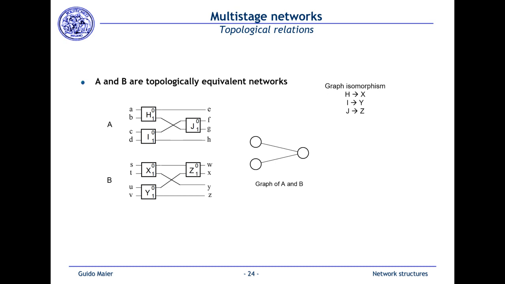This is another example, it's quite simple. These are two networks, and again they are topologically equivalent because the underlying graph of the two networks is the same. And also you have a different labeling of the switching matrices, but there is a correspondence between the labels in A and the labels in B. Okay.